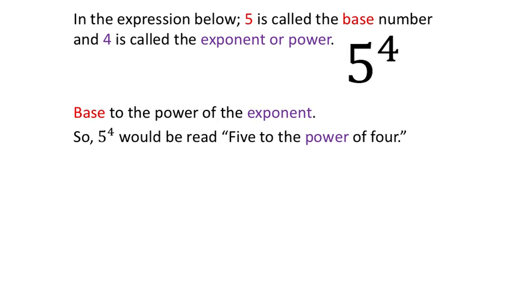In this case, you have a base, and the 5 there is what we call a base. And then the 4 is a smaller number in the upper right-hand corner of the base number. So this would read 5 to the power of 4. Now again, even just knowing how to read it, what does it mean, 5 to the power of 4?